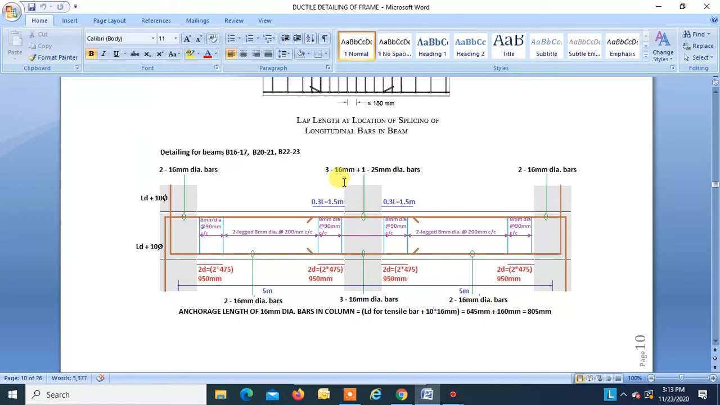Okay, so we are providing over here three numbers of 16 dia bar plus one number of 25 dia bar. Total area is 1094. Now coming to the clause of the code, the steel to be provided at the bottom, the steel which should be extended into the column, positive steel at the bottom at the support, should be at least 50% of this.